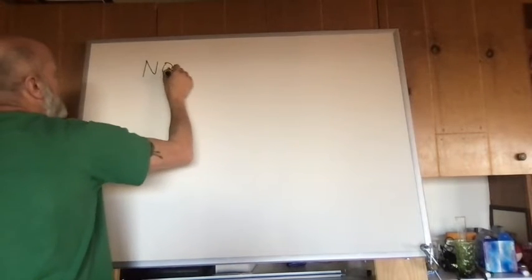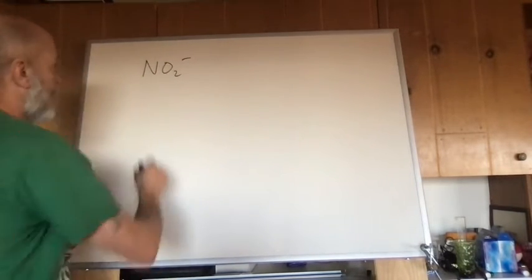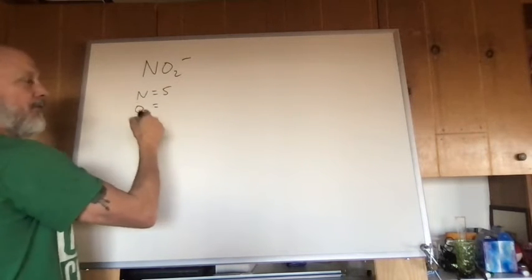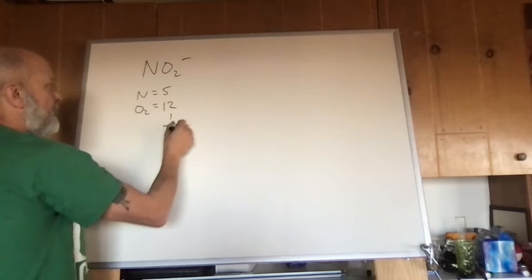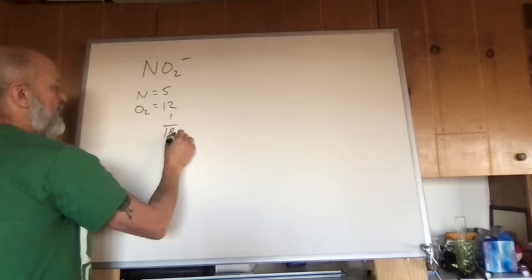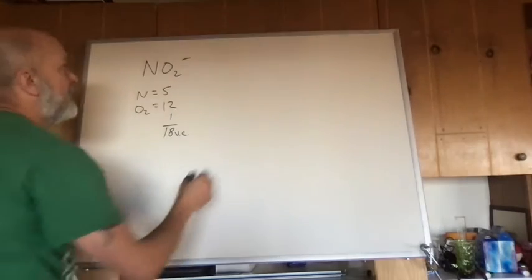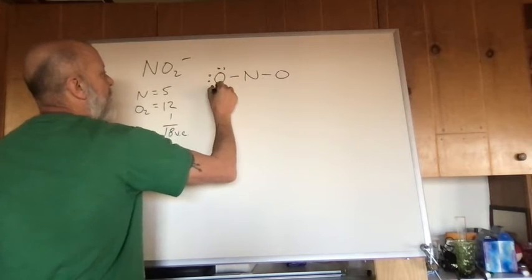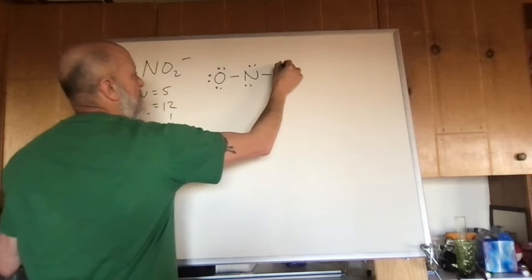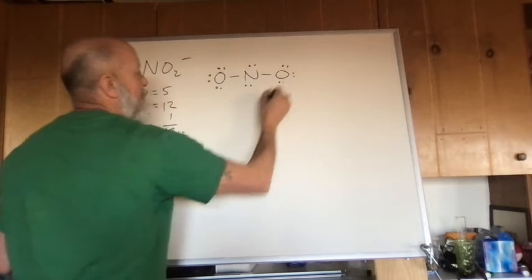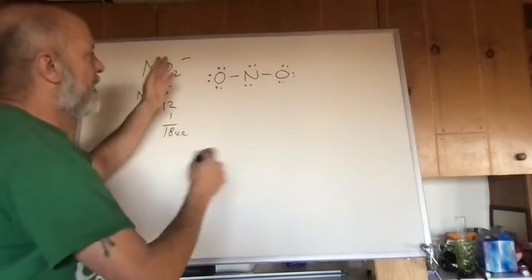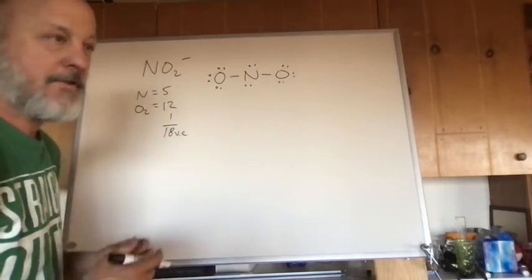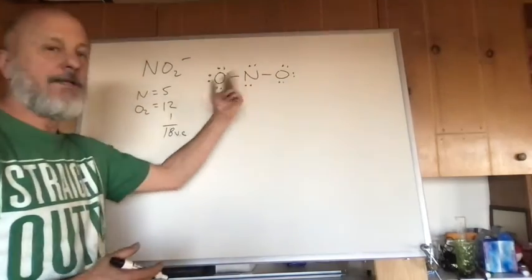The nitrite ion. Nitrogen has 5 valence electrons, 2 oxygens, each with 6, that's 12. Negative ion, add 1, 18 valence electrons. This is going to be a lot like ozone, right? Connect the nitrogen, oxygen, oxygen. Give them an octet. Then I've got too many. I got to put a double bond. Where does it go? Both places. Not 2 double bonds, but I got to show it here and I got to show it here.